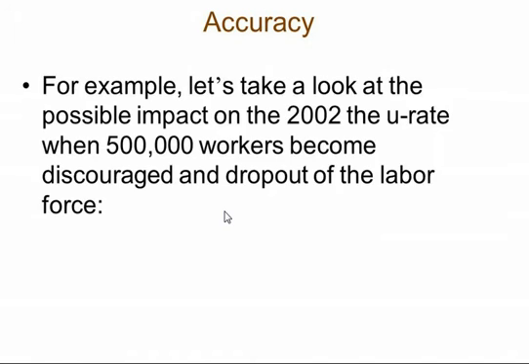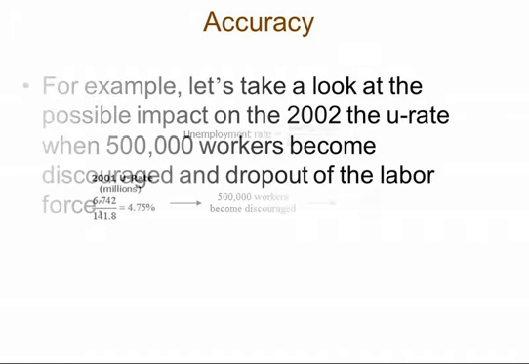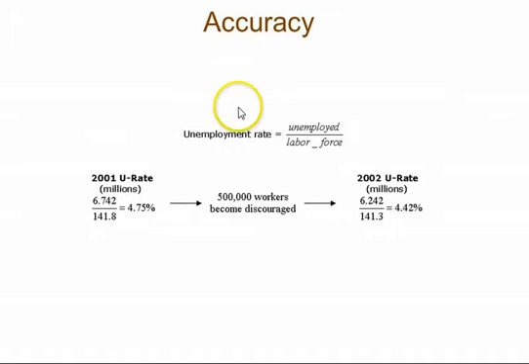Let's take a look at this. For example, let's take a look at the possibility of 500,000 workers becoming discouraged and they drop out of the labor force. So the unemployment rate is the unemployed workers divided by the labor force. Well, this is before they drop out. 6.742 million unemployed, 141.8 million labor force. That gives us an unemployment rate of 4.75%.